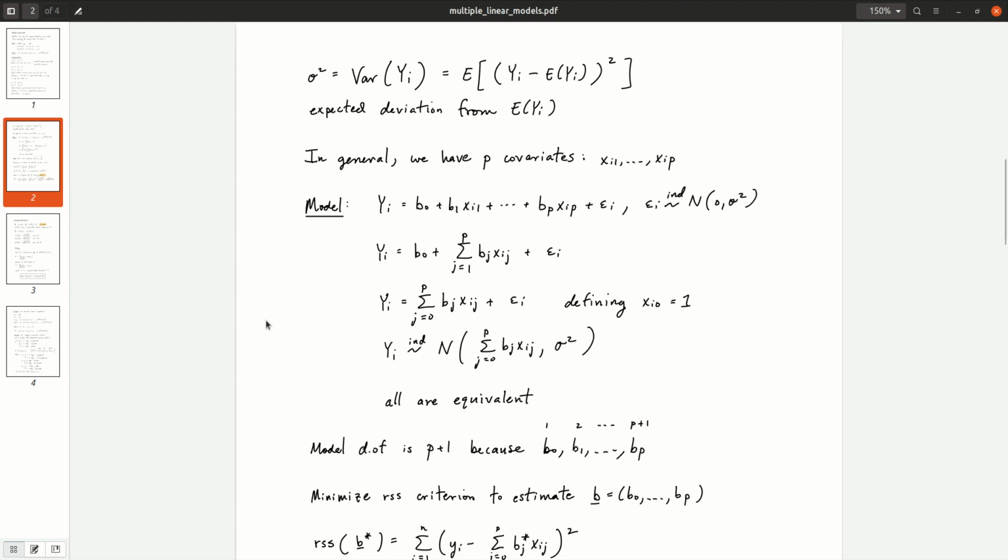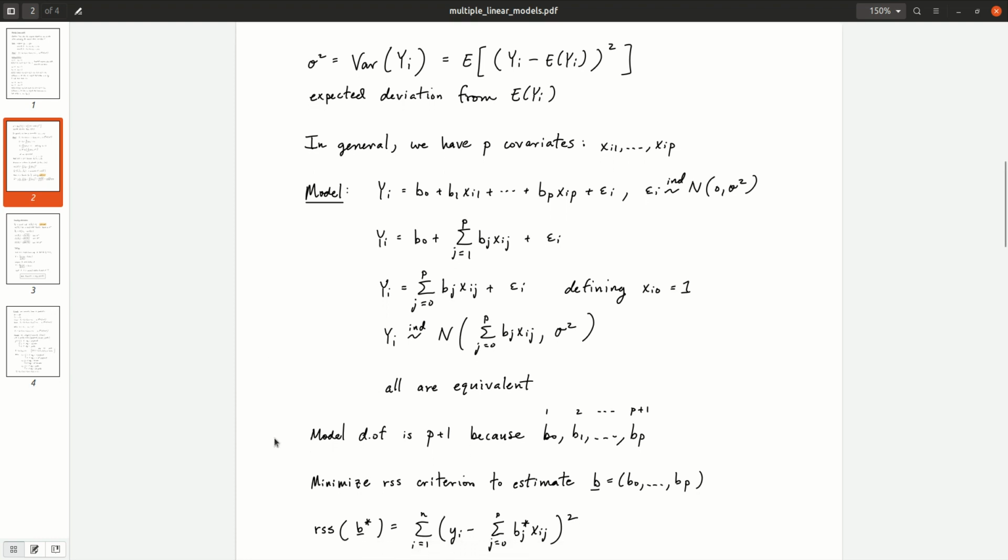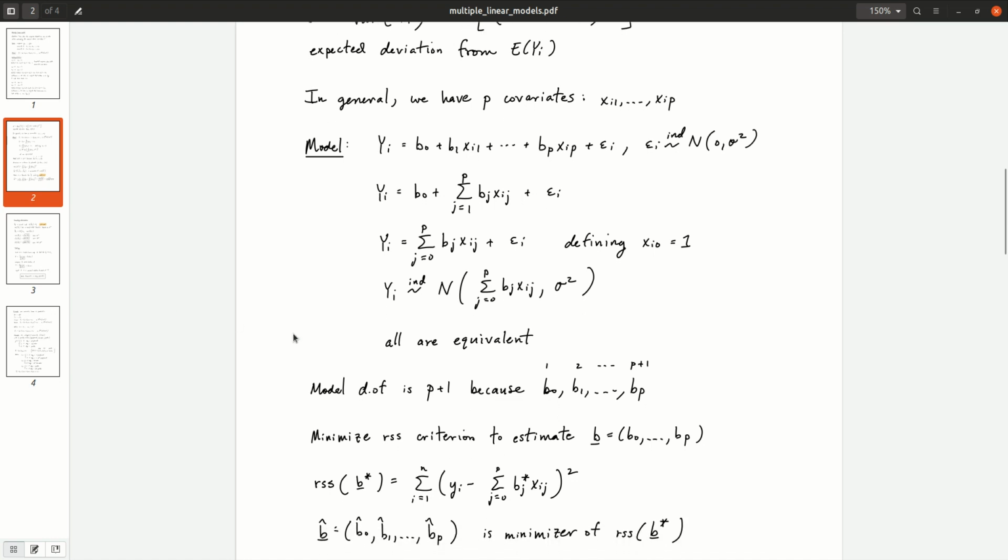Now, what is the model degrees of freedom? Assuming there's no funny business going on, like one covariate being the same as another covariate just expressed in different units, so we have a bunch of distinct covariates, the model degrees of freedom is going to be p plus 1. Even though there are p covariates, the model degrees of freedom is p plus 1, because in addition to these p regression coefficients, we have the intercept b0. If you count these up, you get p plus 1. So that's the model degrees of freedom.